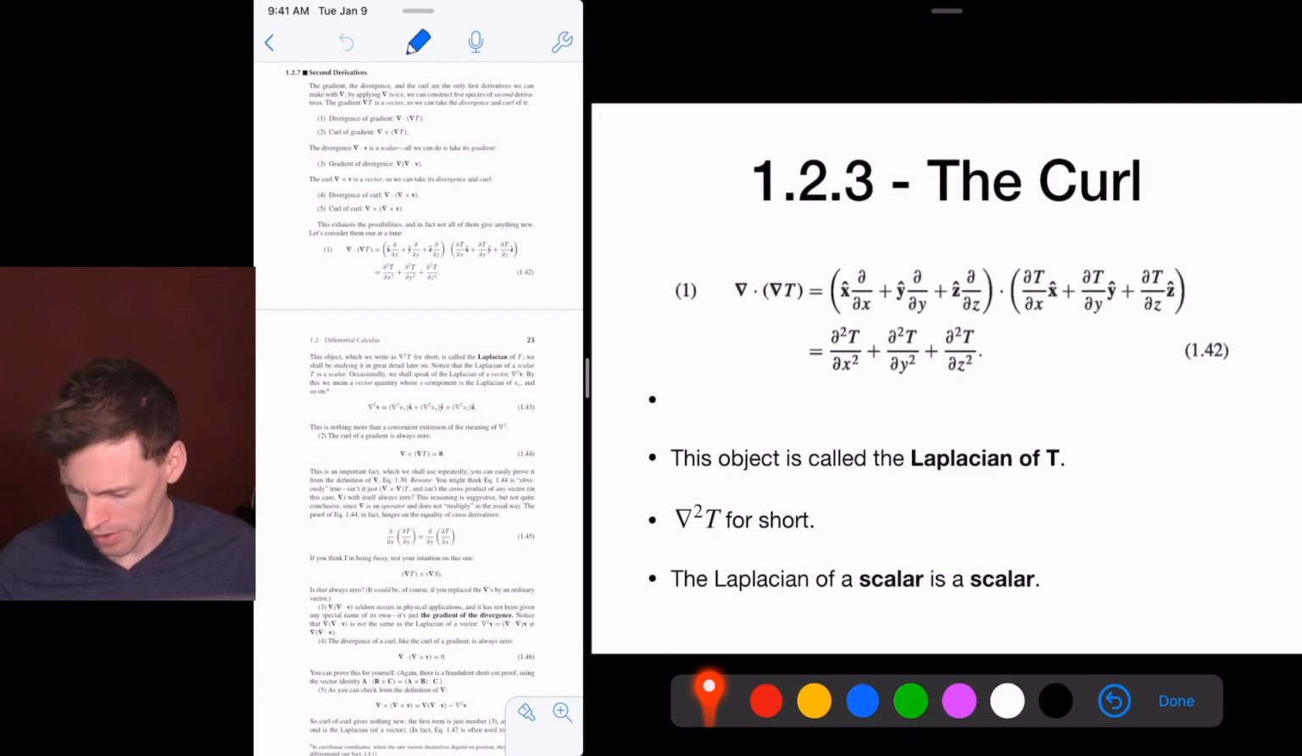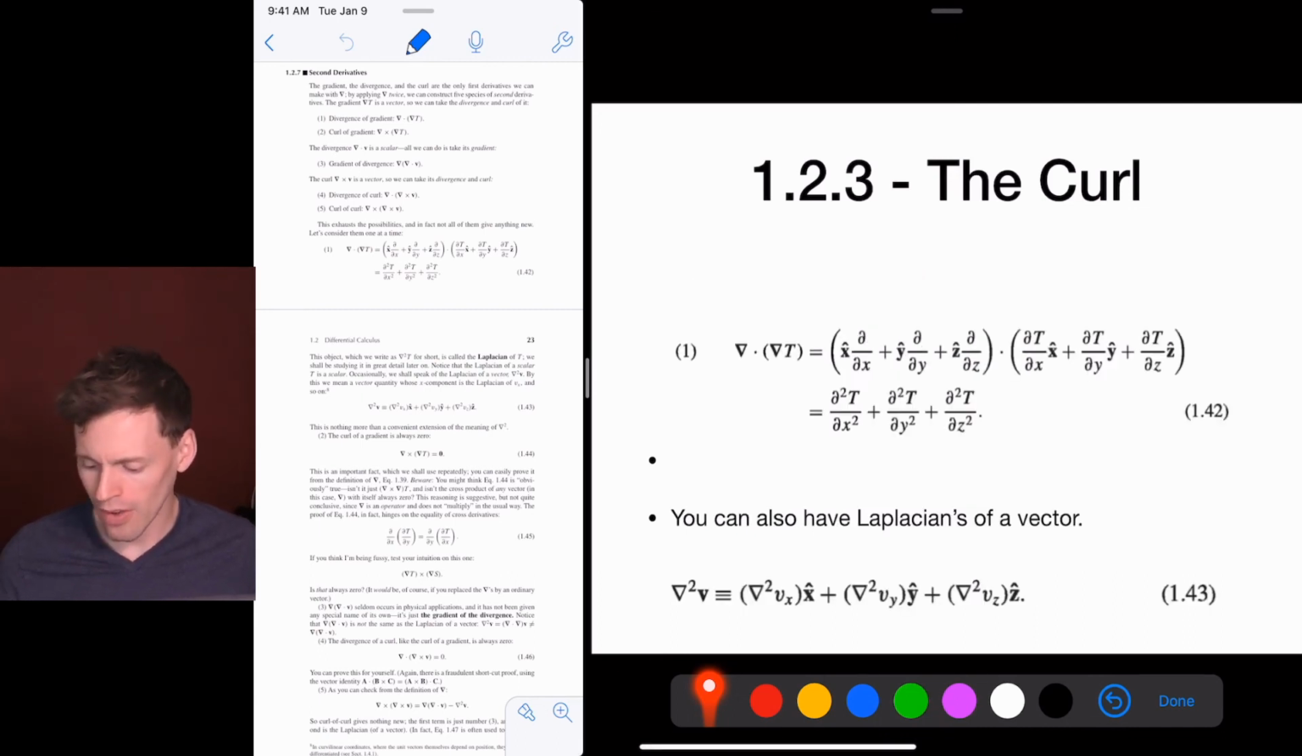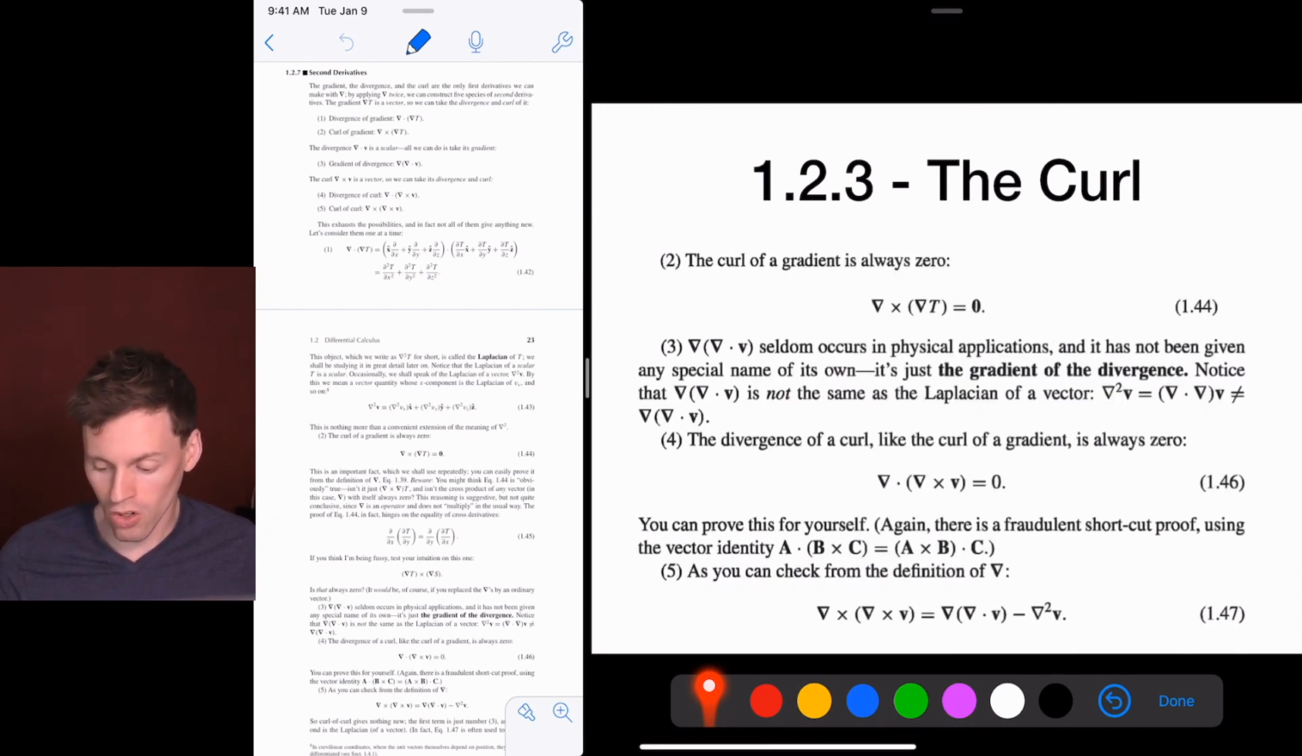So that's an important thing. You can also have the Laplacian of a vector, and so if I do del squared on a vector, then you get this, and it's the second derivative of the x component in the x hat, y hat, and z hat, so you just end up with a vector. The curl of a gradient, number 2 out of these 5, is always 0. Del cross del t is always 0. That's an important thing. Make sure you write that down and get comfortable with that.